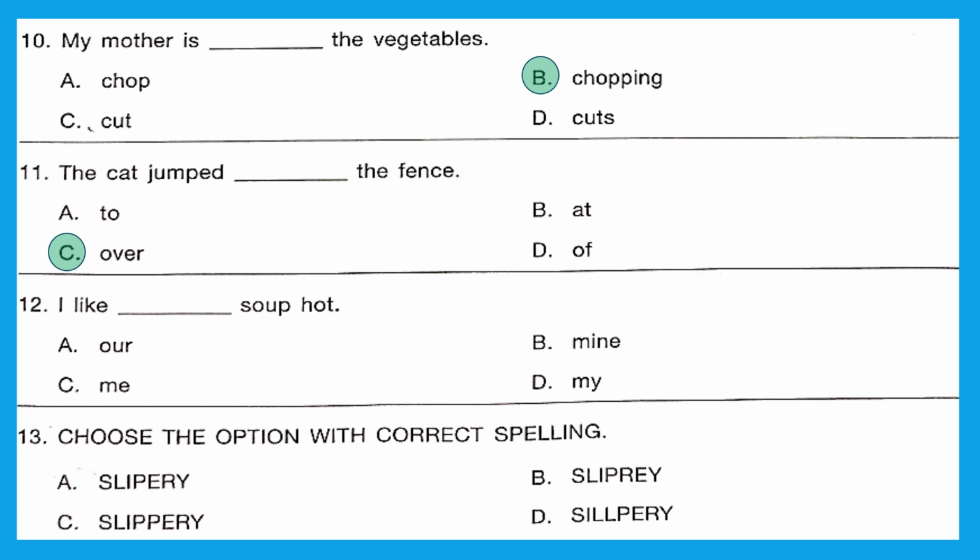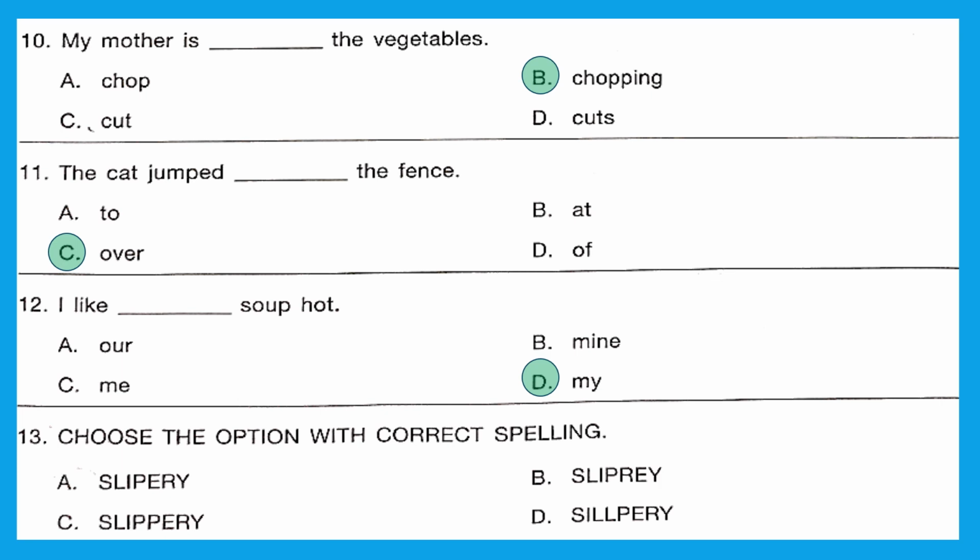Question 12. I like dash soup hot. Now, whose soup I would like hot? It would be my soup, right? So the right answer is option D. I like my soup hot.